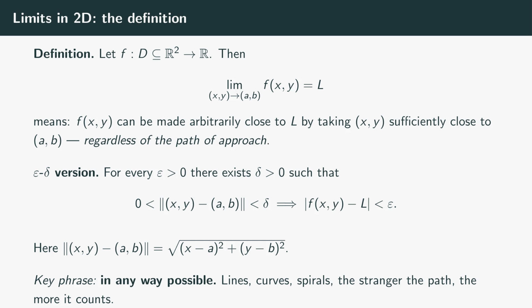The key phrase, the one to underline twice, is "in any way possible." Lines, curves, spirals, paths that wiggle back and forth, paths that approach and then retreat and then approach again. If any one of them gives a different value, the limit fails.